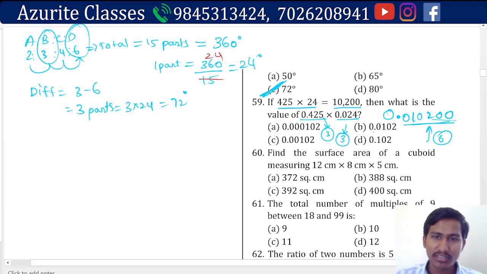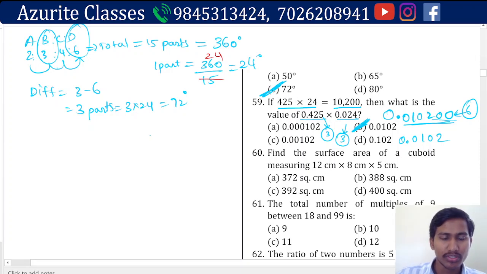0.010200. At the end we have to remove the 6 zeros. That is 2 zeros here. So 0.0102. 0.0102 will be the answer. 0.0102 is option B here. Okay, good. Next.